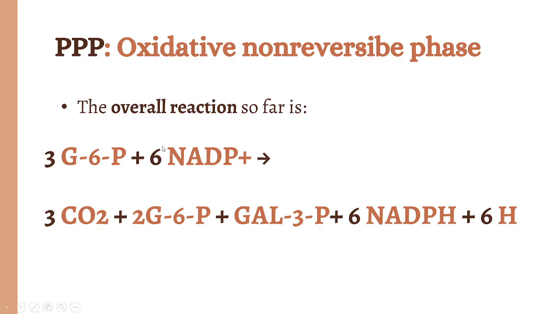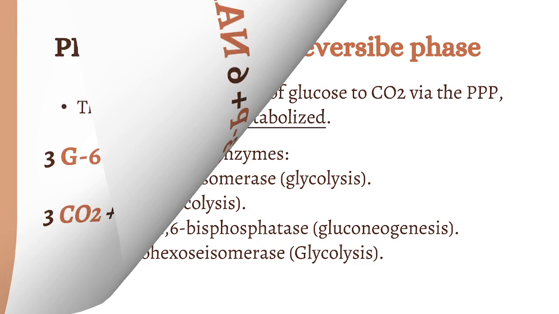If you want to make sure if there is net gain or net loss of carbon atoms, let us calculate them. 3 molecules of glucose 6-phosphate means 3 by 6, 18 carbon atoms. In the products, we have 3 carbon atoms as carbon dioxide. We have 2 by 6, 12 carbon atoms as 2 molecules of glucose 6-phosphate, and 3 carbon atoms as glyceraldehyde 3-phosphate. So 3 plus 12 plus 3 is 18. 18 in the substrate, 18 in the product side. There is no net gain or loss of carbon atoms.